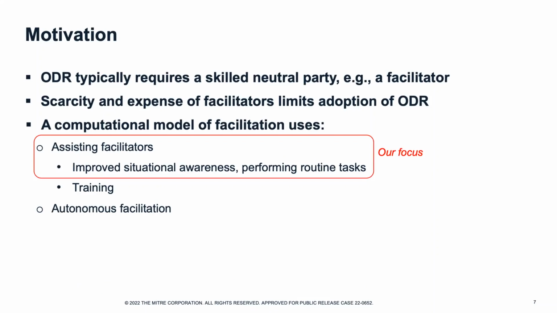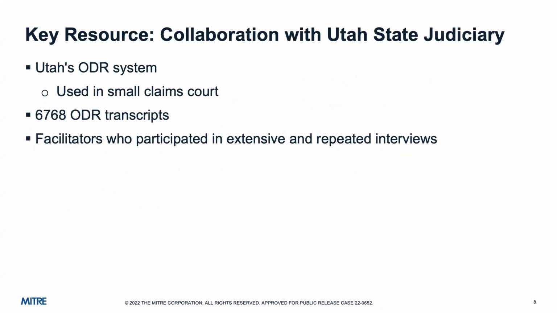We're looking at this first stage because, as an initial step, it's just more feasible. The idea is, it's one thing to help facilitators do their job. It's quite another to actually do their job, which is at the very least future work, certainly not on our radar. Okay, so for this project, our key resource was the collaboration with the Utah State Judiciary. So I had to update the slide a little bit.